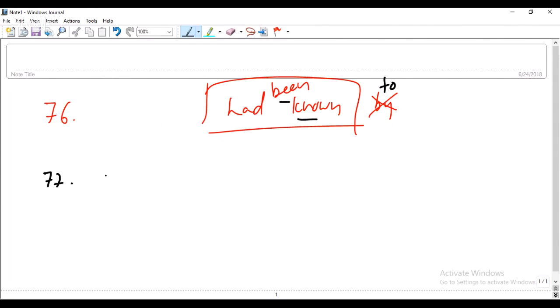Now question number 77. The rest of the students have completed the task on time. See, people think that rest is singular, but here, when we get rest, the following, if it is an uncountable noun, take singular. If it is a countable noun in plural, take plural only. So there is no error in the sentence. Question number 78. Were I a doctor, I would treat him.